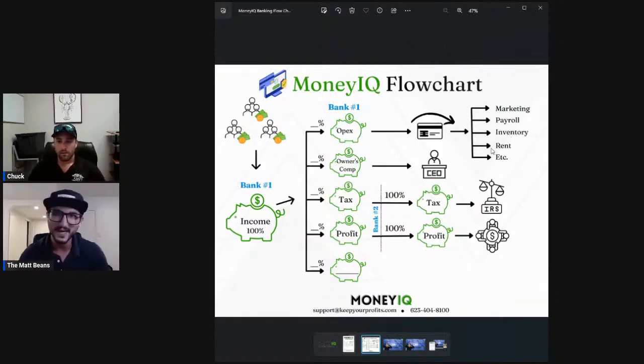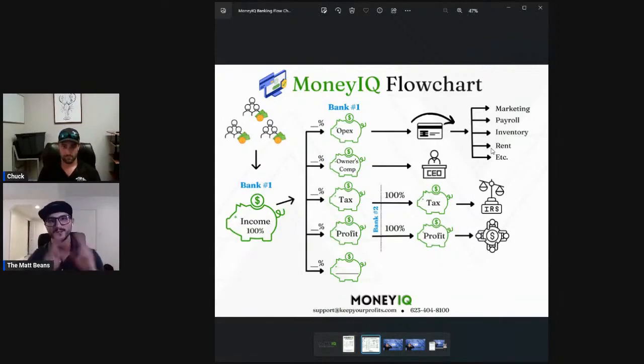So this is what I call the money IQ flowchart. I'm going to explain it, but we're going to break it down piece by piece. Just looking at it, what you see is a bunch of pigs with words inside of them. Those pigs are quote unquote piggy banks represented on this diagram. And what those represent in real life, what they're the placeholder for, is individual bank accounts.